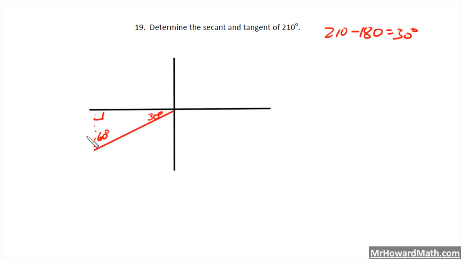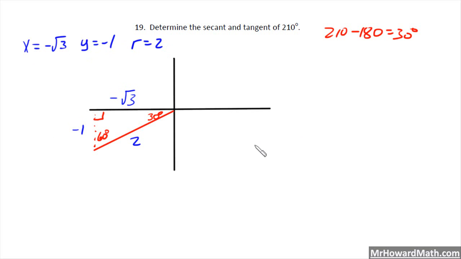The 30 degree angle faces a side length of 1, the hypotenuse is 2, the 60 degree angle faces a side that is square root of 3. Label them with the appropriate signs. That would be negative, that would be negative. So we'll use x, y, and r again. X is negative square root of 3, y is negative 1, and r is equal to 2.